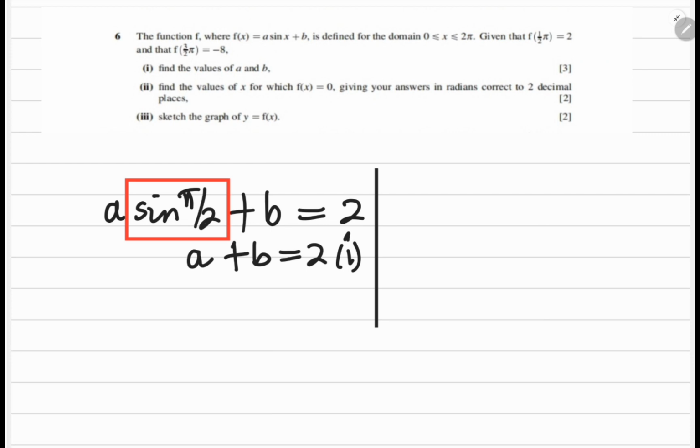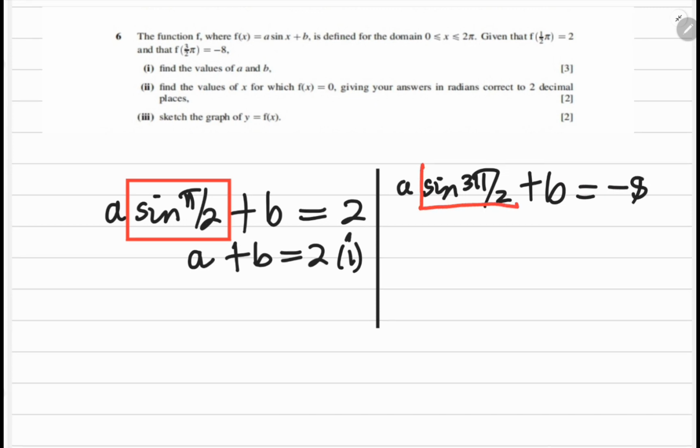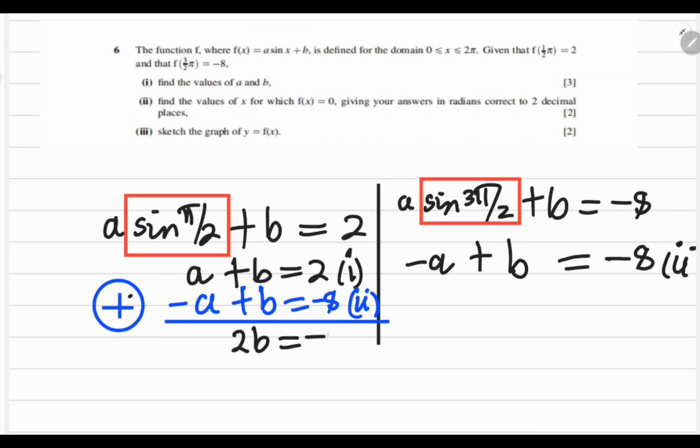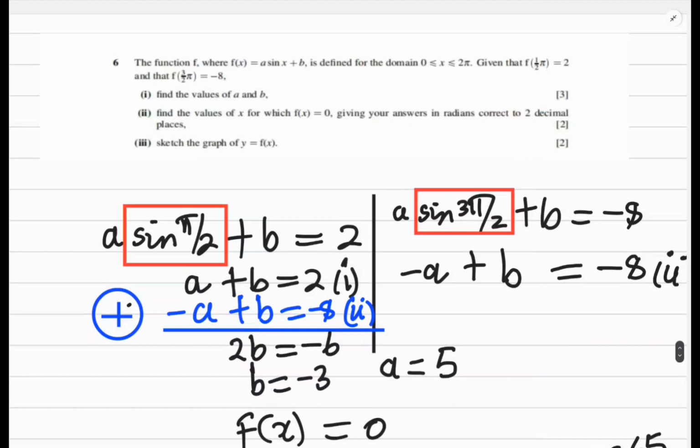Now, f of 3 pi over 2 is equal to negative 8. I will substitute 3 pi over 2 in place of x and I will equate to negative 8. Sine of 3 pi over 2 is negative 1. So this becomes minus a plus b is equal to negative 8. My equation number 2. I now solve the equations simultaneously. I'll subtract the two equations and that would give me b is equal to negative 3 and a would be 5.